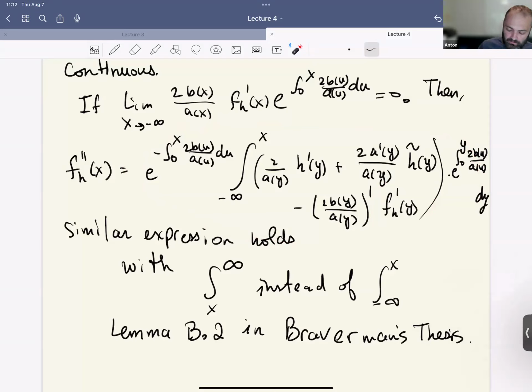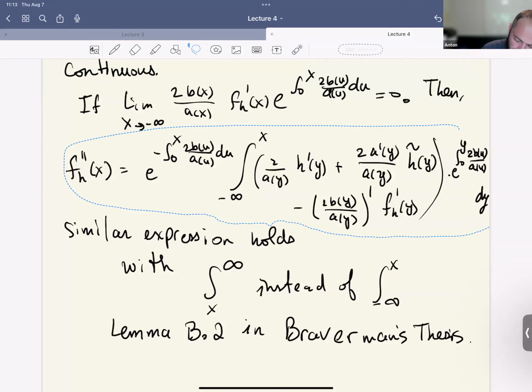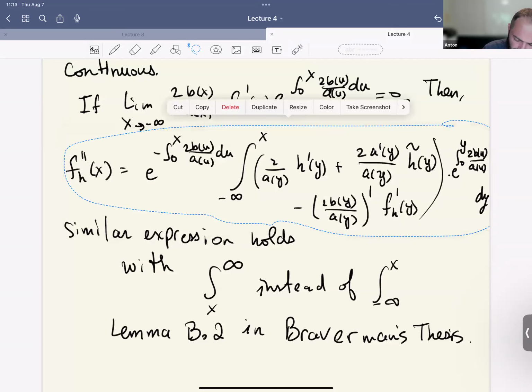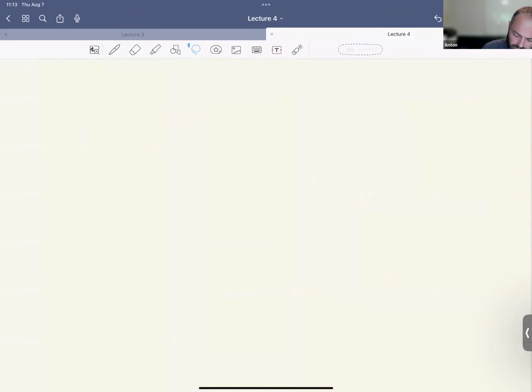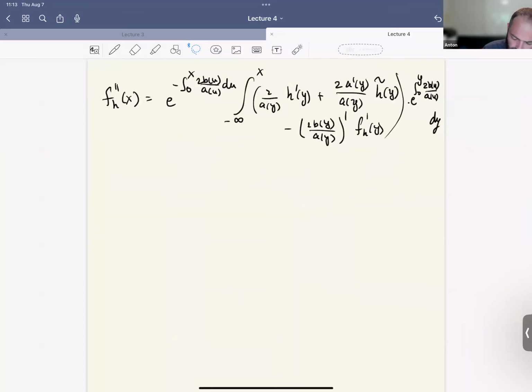So the value of this lemma is that it provides an alternative expression for the second derivative, which is messier than the naive rearrangement of the Poisson equation, but actually is more powerful. It's more valuable. So let's just walk through this term by term. I'm going to copy this over, and I'm not going to write down the proof. It's just messy algebraically, and there's little value in doing it right now. Okay, so this is my expression.